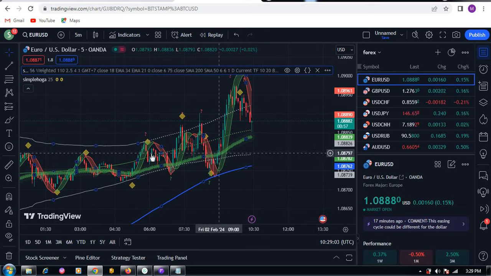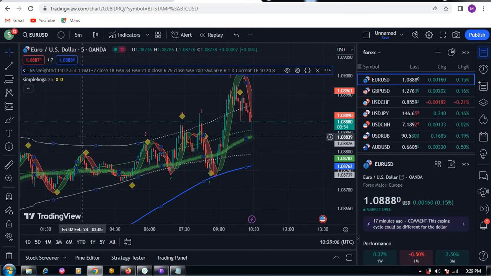Okay, the results of my indicators are simply amazing. You can see the results on my indicator.